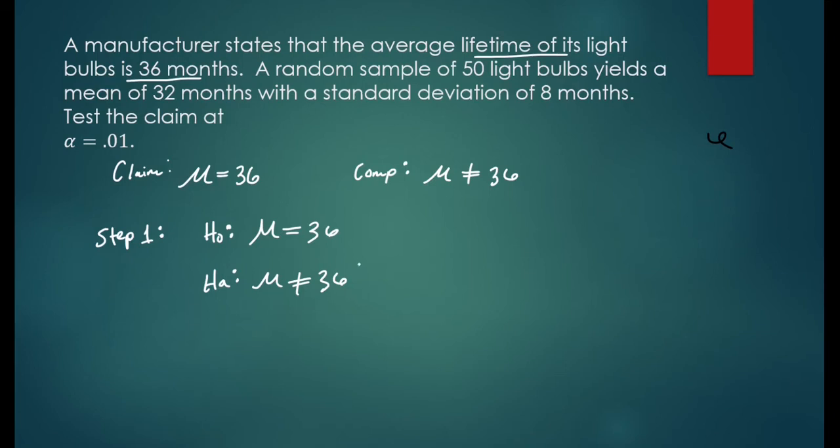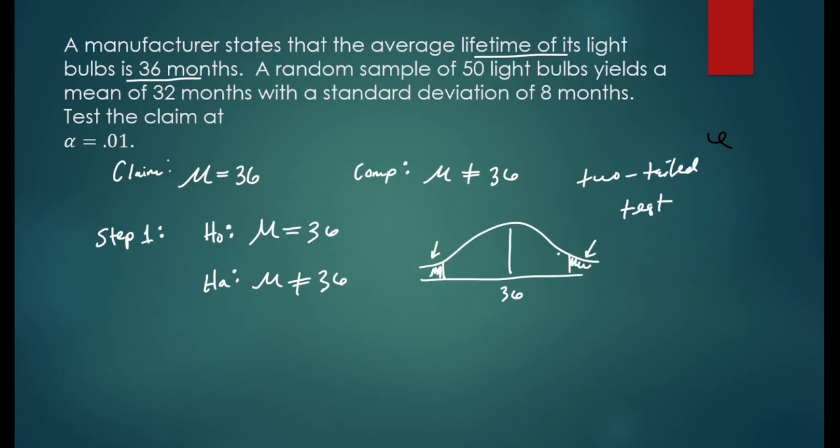Notice that in the alternative hypothesis we have the mean is not equal to 36. So this must be a two-tailed test. We're going to reject the null hypothesis if the value is too low below 36 or too high above 36. This is a two-tailed test, so at the end I need to double the p-value.